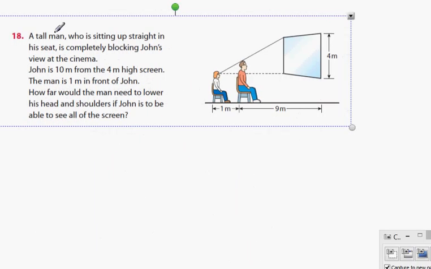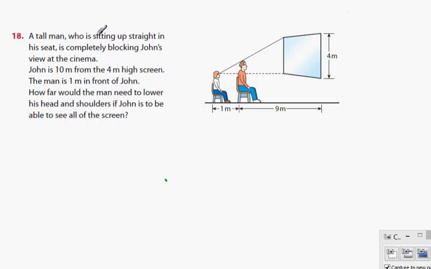Number 18. A tall man who is sitting straight in his seat is blocking John's view. John is 10 meters from the 4 meter high screen. The man is 1 meter in front of John. How far would the man need to lower his head and shoulders if John is able to see the screen?